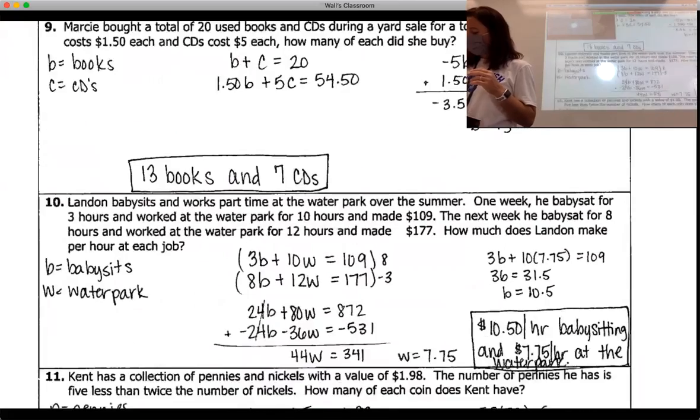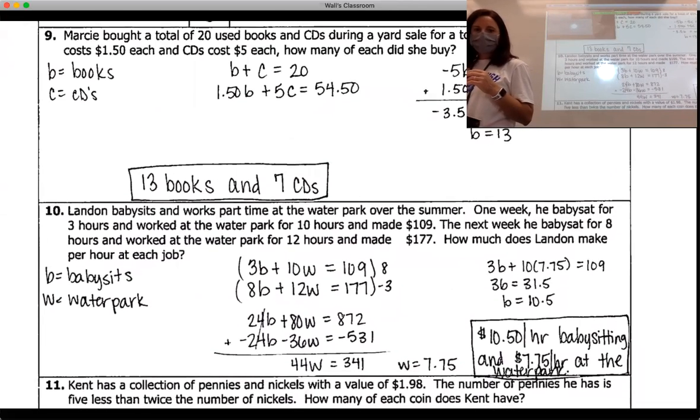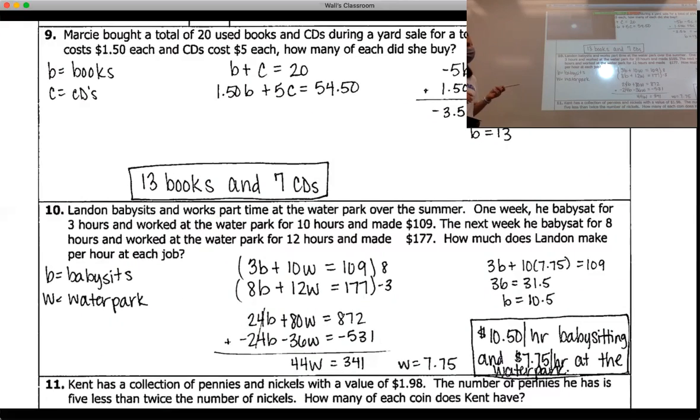Okay, so looking at 10 and 11, and I know this is where most of you spent most of your time. Number 10, we're calculating how much money Landon makes per hour at each job. So as you are setting up these problems, if you're really struggling with defining your variables and knowing what to set your letters up to be, read that last sentence. If they want to know how much Landon makes per hour at each job, that's what my variables need to represent.